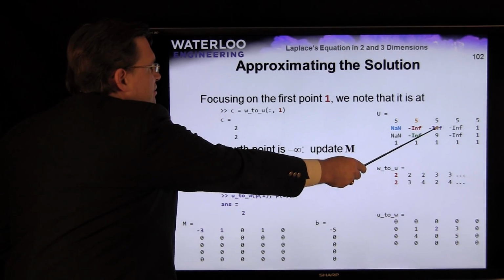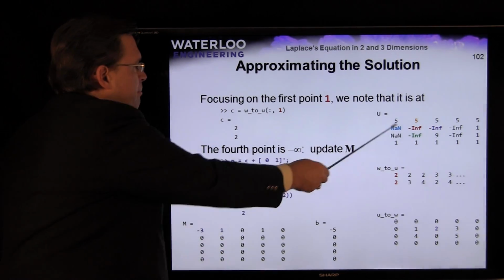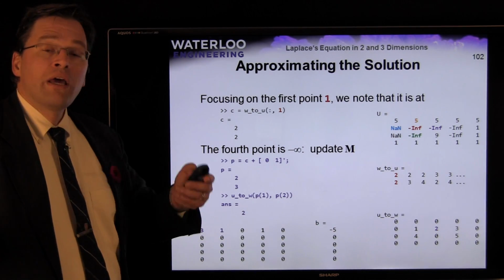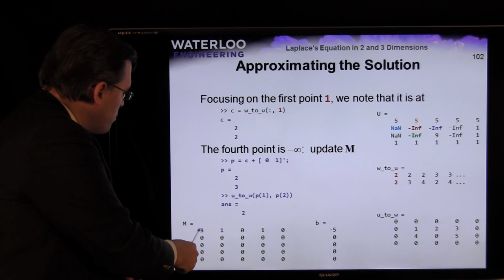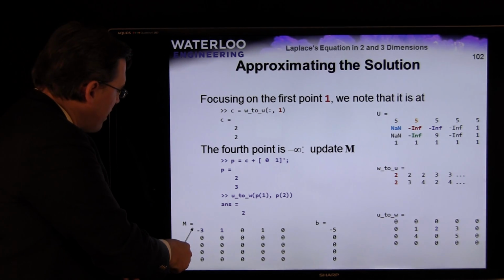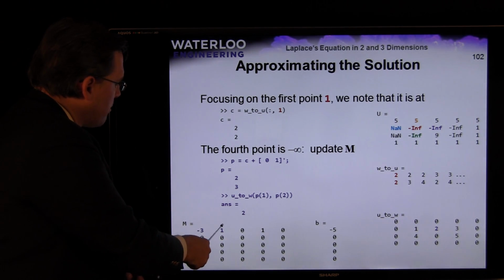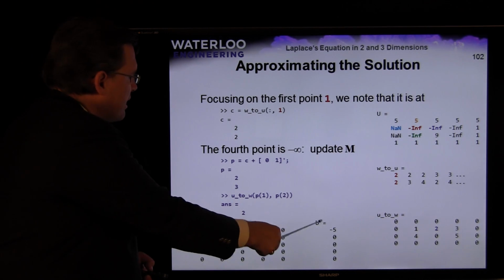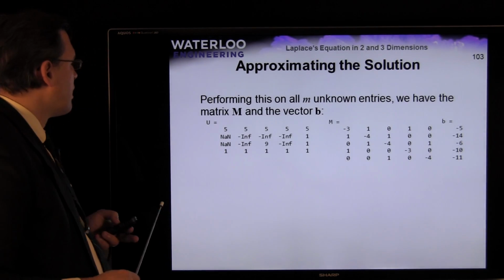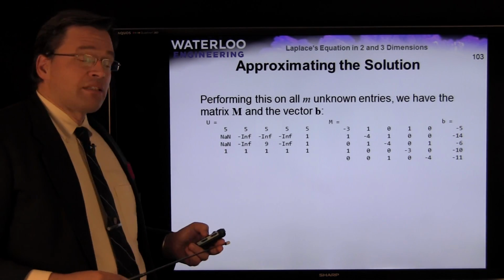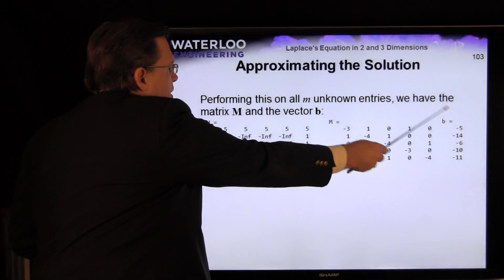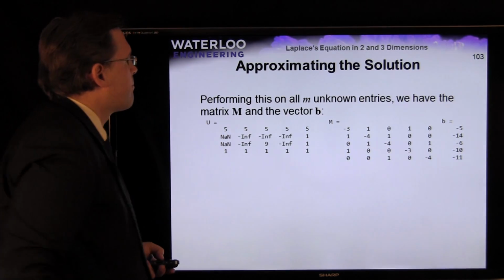Finally, here we have negative infinity. It's another interior point. That means that we are looking at the second unknown. If we have the second unknown, then we add 1 to 1, 2. We subtract 1 from the diagonal in the first column. And so now we have -3 times W1 plus W2 plus W4 is equal to -5. That is our first equation. Now, if we repeat this at every single interior point, and you can try this if you want, we will end up with the following matrix and vector.